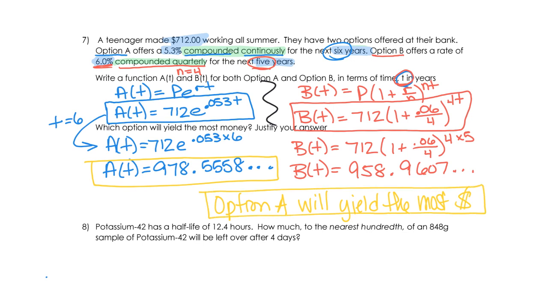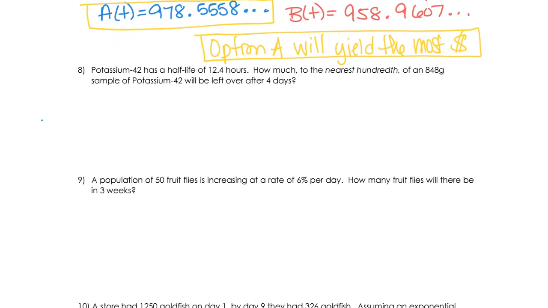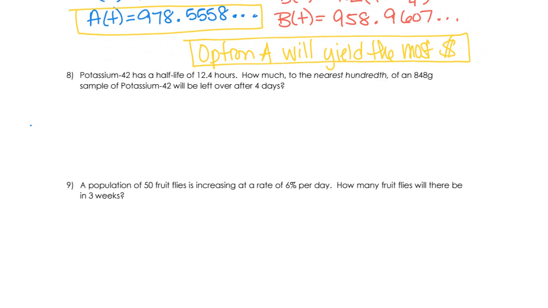All right, so that one's done. All right, let's take a look at number 8. And in number 8, we're talking about potassium 42. And it has a half-life. And so there is the keyword that tells us what formula we should be using. Okay. And it has a half-life of 12.4 hours. How much, to the nearest hundredth, which is our rounding directions, of an 848 gram sample of potassium 42 will be left over after 4 days?